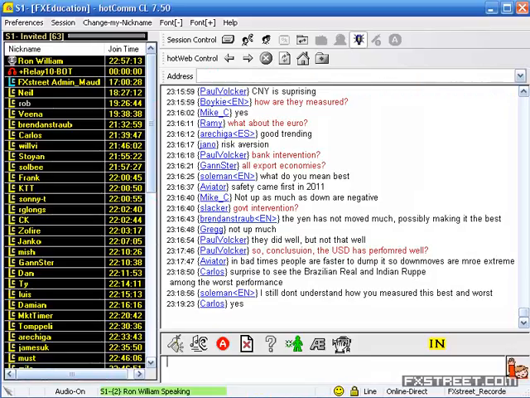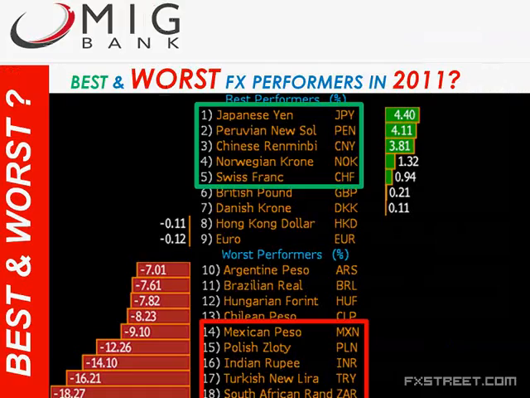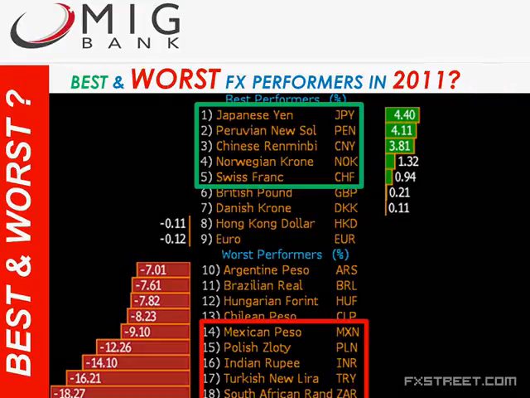So this is basically what we have here. We have the top 5: Japanese yen, Peru, China, Norway, Swiss franc, and what that shows is that the best case scenario this year has just been 4% gains in FX spot value. The worst performers, we've had Mexico, Poland, India, Turkey, South Africa, and the worst case scenario this year has been the complete opposite of what we're seeing on the upside, minus 18%, so a massive disparity.